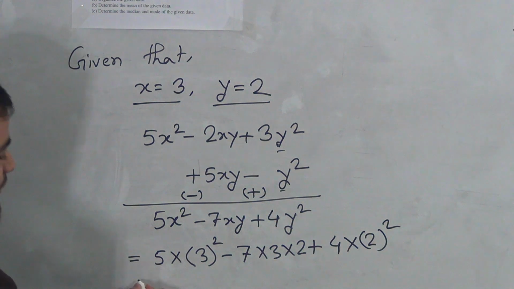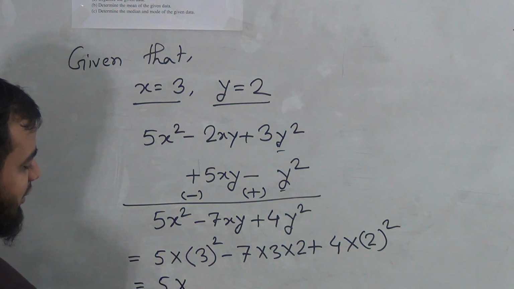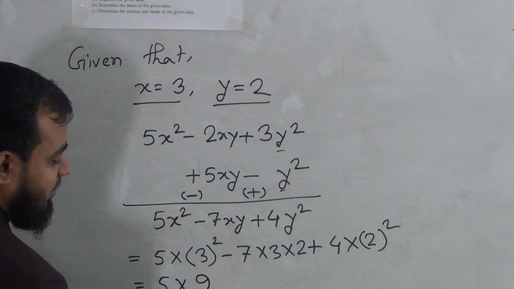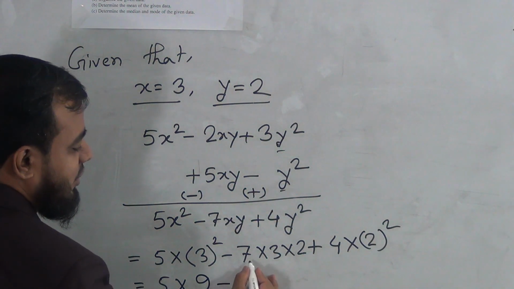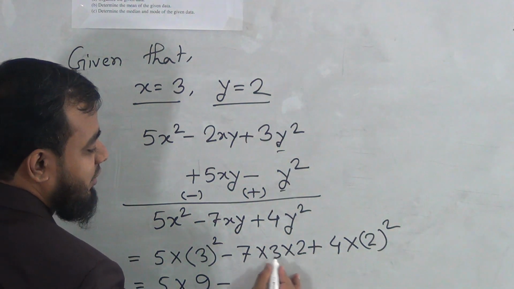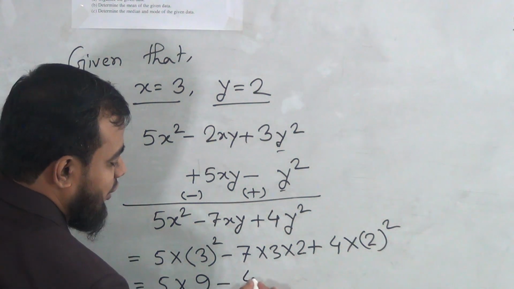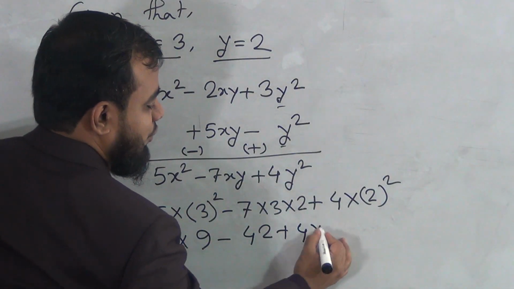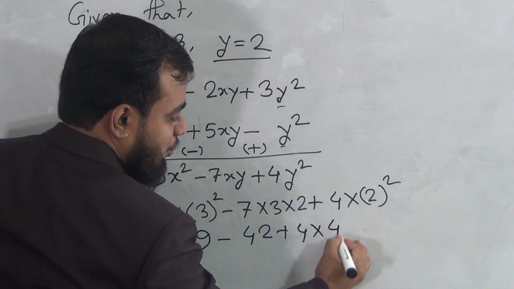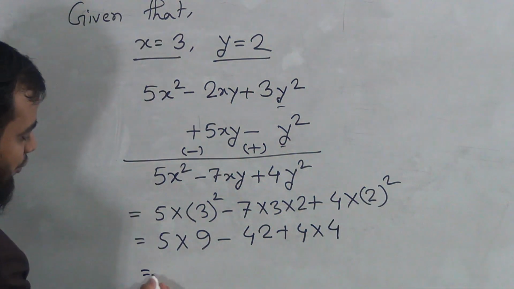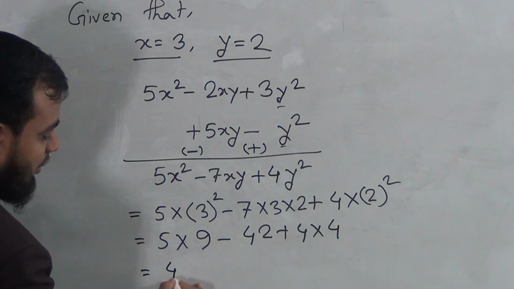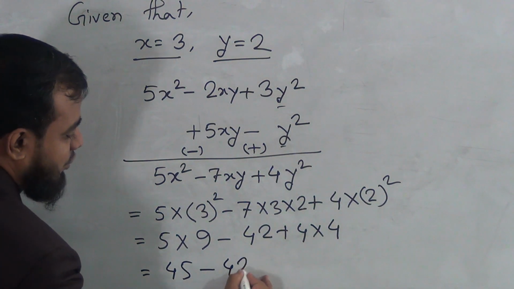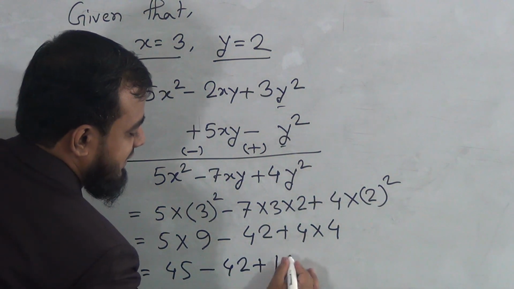After that, it's 5 multiplied by 3 square, which means 9, since 3 3s are 9. Minus 7 and 3: 7 3s are 21, 21 2s are 42. Plus 4 multiplied by 2 square; 2 square means 4, 2 2s are 4. Now 5 multiplied by 9 is 45, minus 42, plus 4 4s are 16.